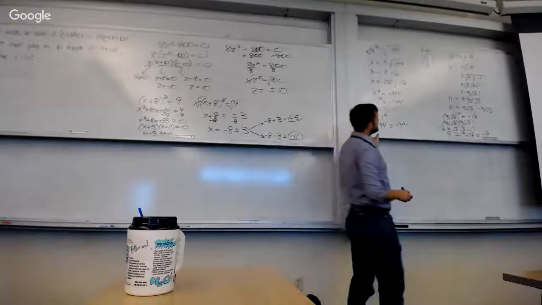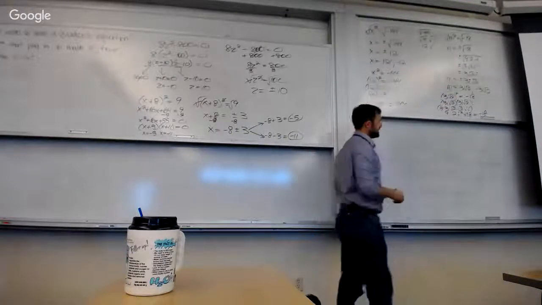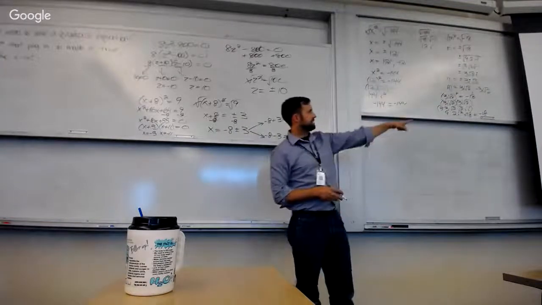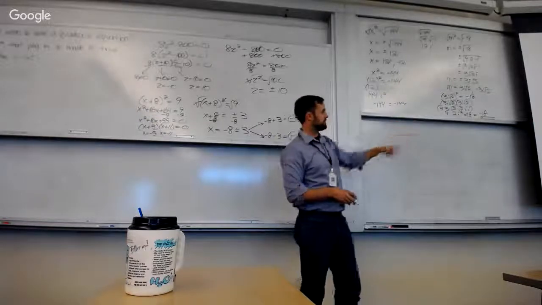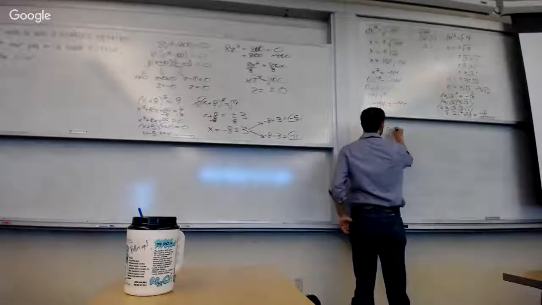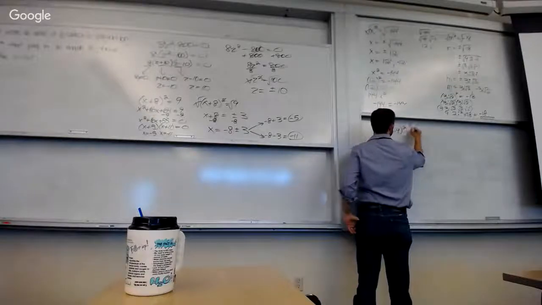All right. So I'm going to leave number 8 for you. Let's do number 9. 9t minus 9 squared equals negative 10.